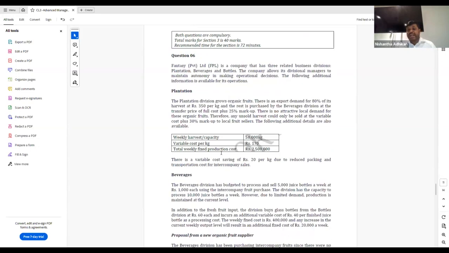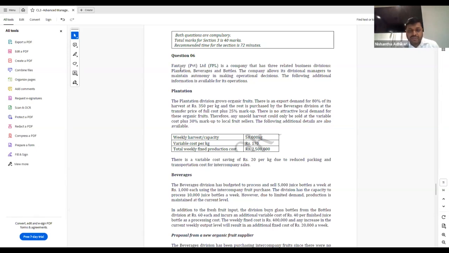Now, section 3, this is the last section, and you have been given 72 minutes. That means in this section 2 questions are to be completed. 72 minutes means 1 hour and 12 minutes. Right, we will identify and see how we are going to deal with this illustration. Read the question.